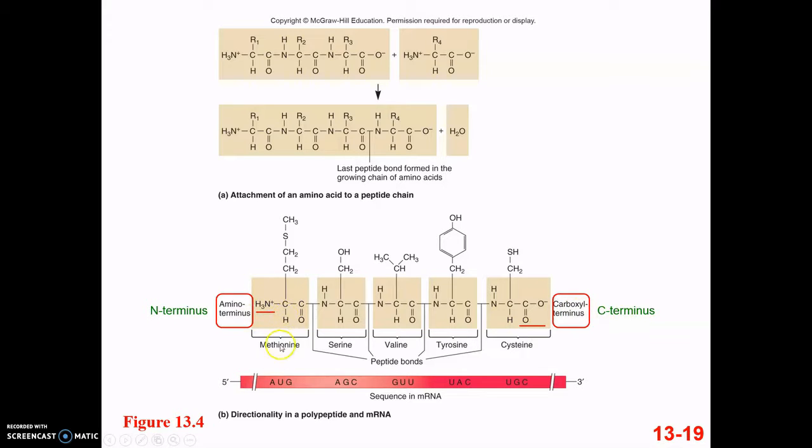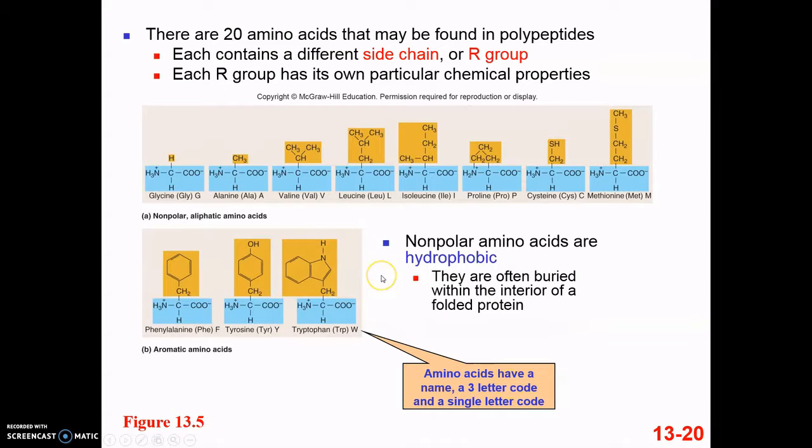And you can see here how methionine is coming from the AUG codon, serine from the AGC, and so on and so forth. So there are 20 standard amino acids that can be found in polypeptides. We did introduce you to a 21st and a 22nd briefly, and we may go into that a little bit more later. But let's just talk about the 20 standard amino acids. And again, these are universal across all organisms.